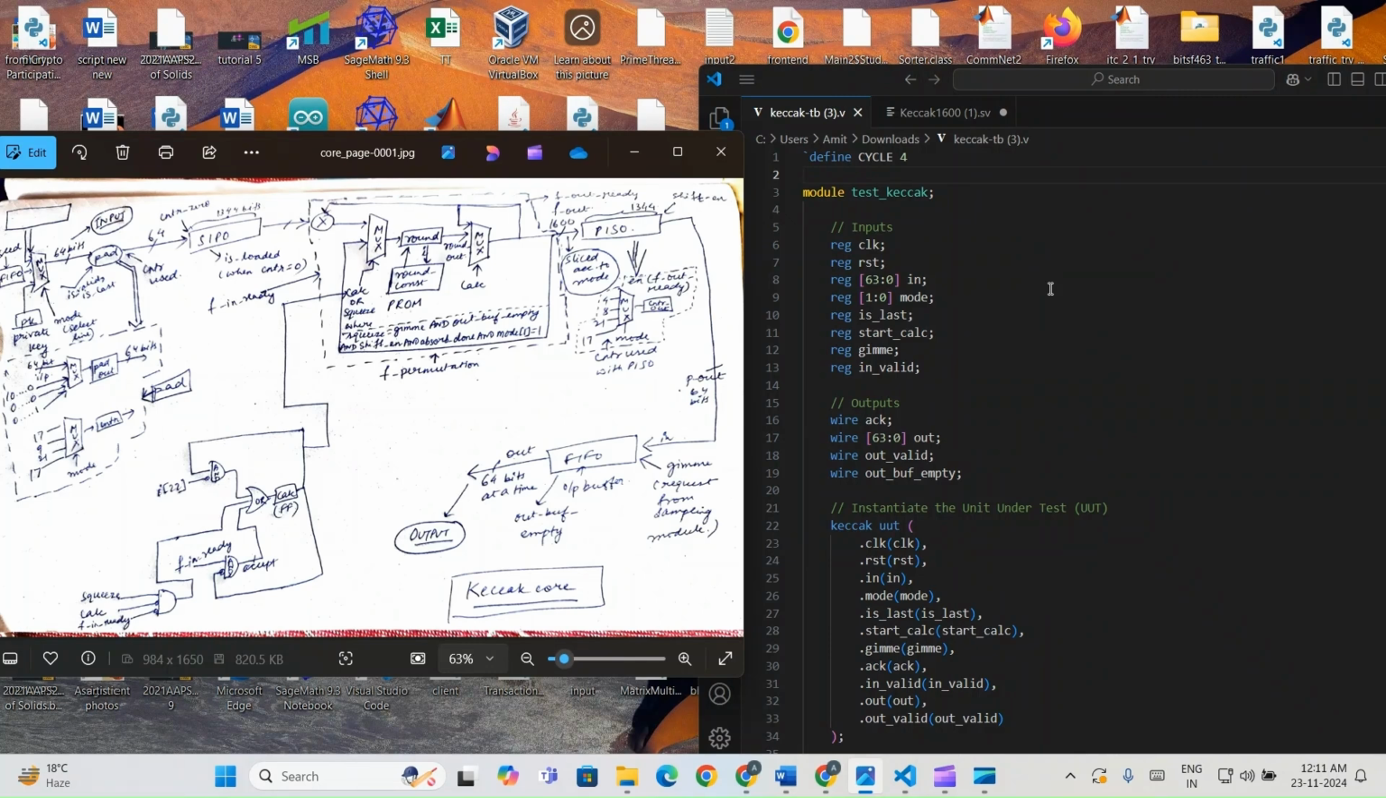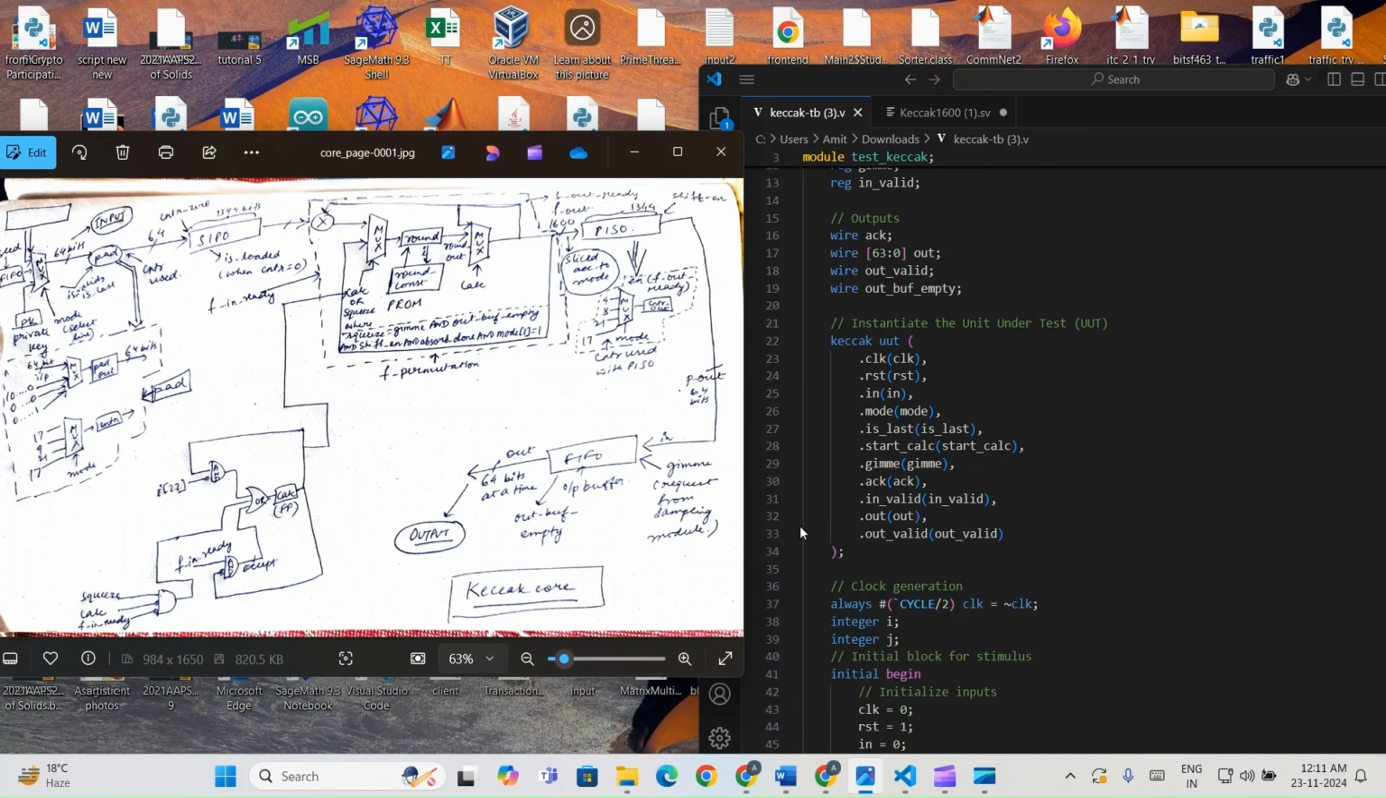Inputs like in, mode, and is_last map to the input buffer and pattern in the code, while gimme and out valid interface with the output buffer. In line number 37 here, as seen in the provided code, we see clock generation happening, that is part 2. The clock signal toggles every half cycle defined by the cycle macro. This ensures synchronization across the Keccak core's operations.